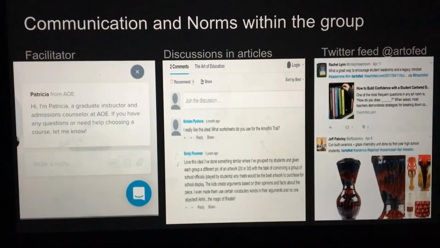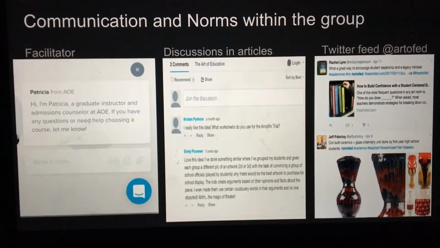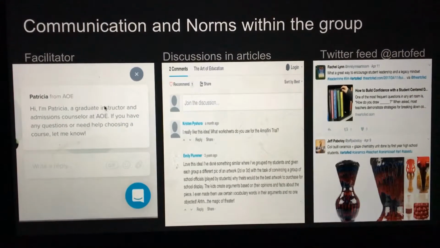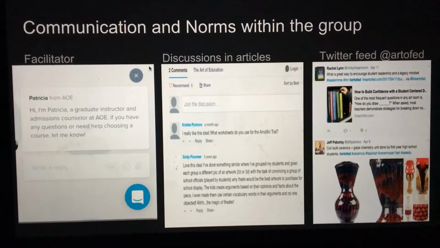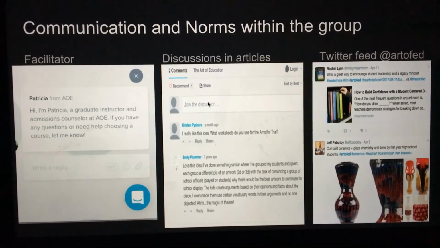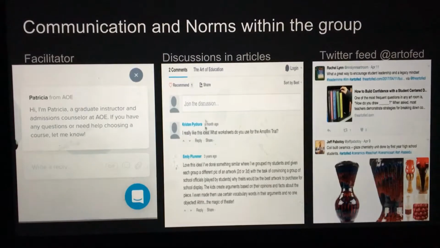So within the group that I had, there were 3 different ways to communicate. There was the website, which anytime you went on to the website, theartofeducation.com, a little facilitator would pop up, and any question that you had, you just type it in, and she would point you in the right direction. Then within the articles, or the pages themselves, you could find discussion boards from articles that had been presented, and people would talk back and forth through there.